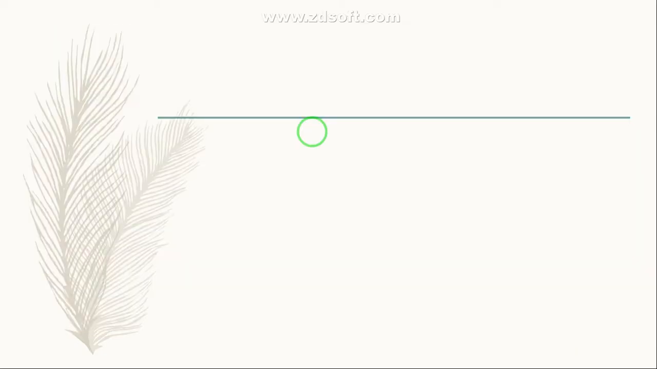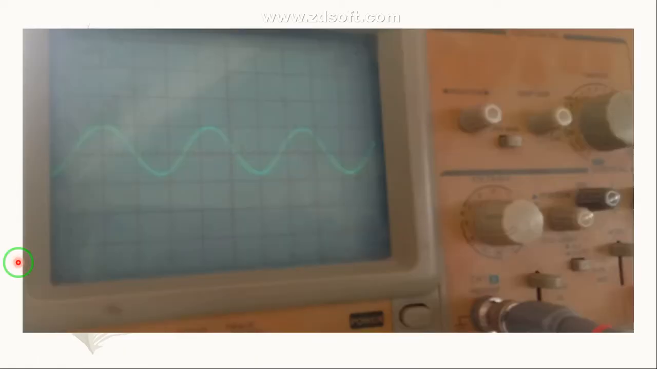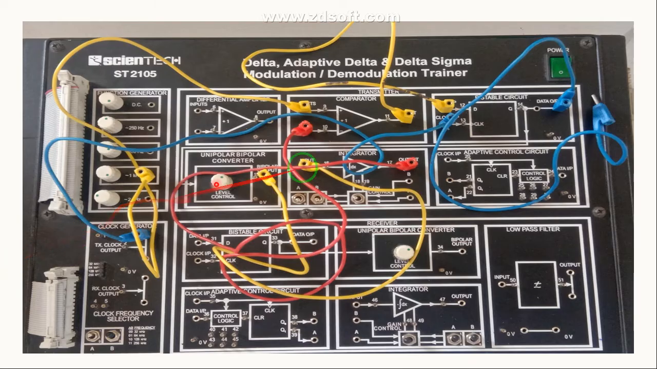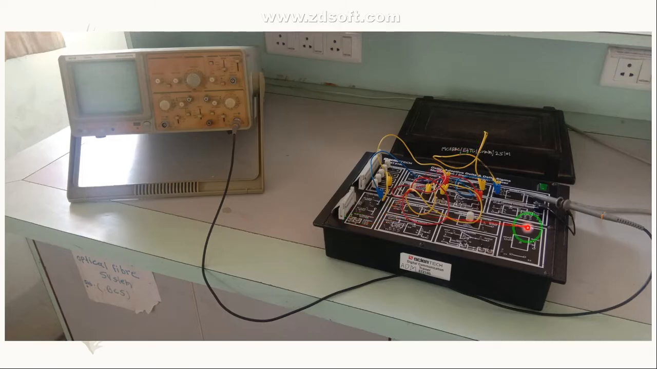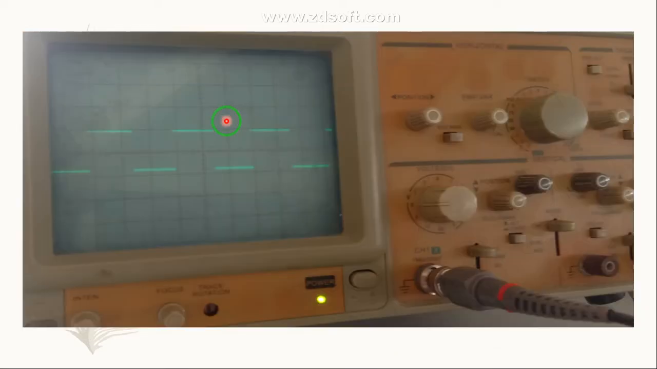After this, guys, now this is the output of your delta modulator, which is in the form of binary 0 and 1, that is a 1 bit. Now we are going to observe this DM output on the CRO. I have connected it to the second channel of the CRO with this CRO probe, and this is the output of your delta modulator in the form of 0, 1 and 0, like this.